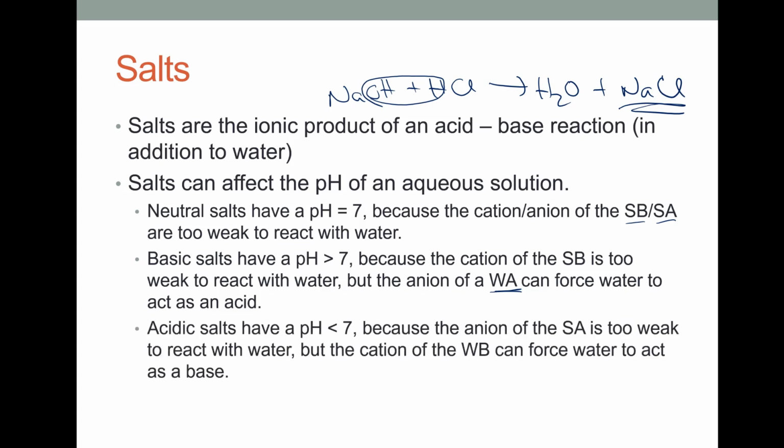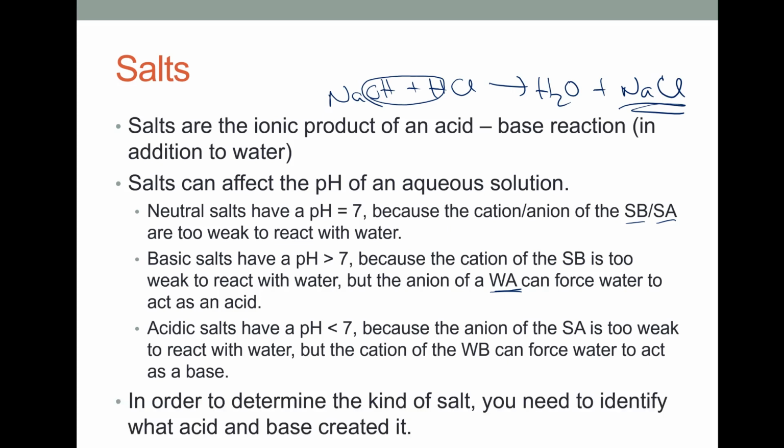Okay, acidic salts have a pH less than 7 because the anion of a strong acid is too weak to react with water, but you have a weak base that can force water to act as a base, and it produces H3O+. So in order to determine the kind of salt you have, you need to identify what acid and base created it. This by far is the hardest part of this lesson. It's the hardest part of this chapter, okay, is trying to identify it.